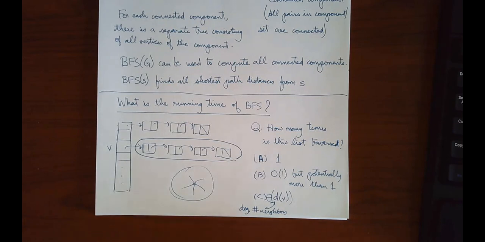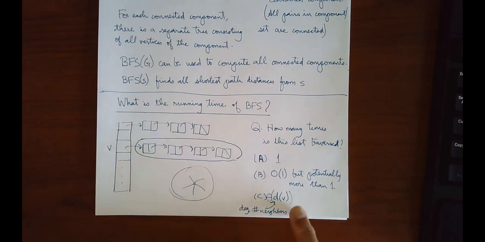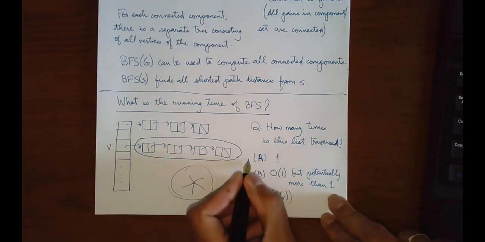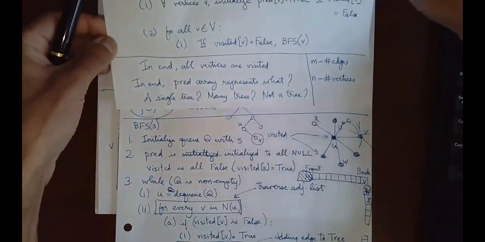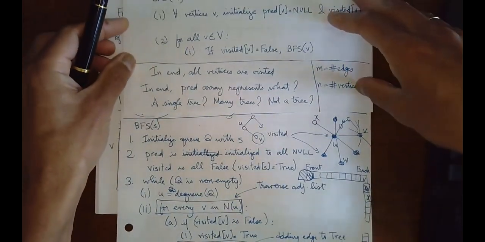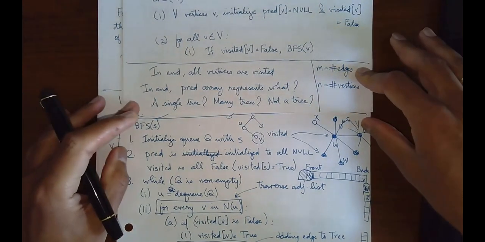Okay, so many people think that the answer, so it's reasonably split, but by and large, the majority thinks that the number of times a list is traversed is theta of the degree of V. But actually, you only traverse the list once. You only traverse it exactly one time. Even if it is not directed, you traverse the list only once.